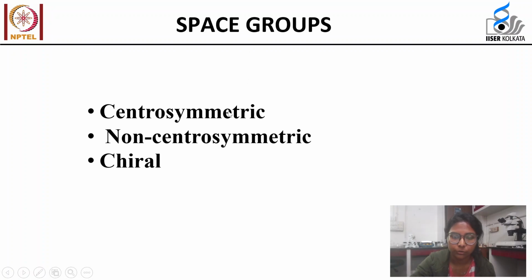Before space groups we have talked about point groups, right? So there are centrosymmetric point groups and non-centrosymmetric point groups. So what is the difference between them? No, twofold is not centrosymmetry.